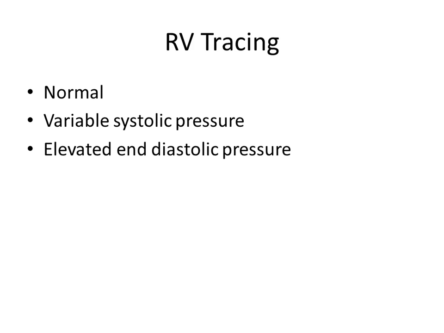So if we look at the RV tracing, it's pretty similar to what I said for the RA tracing. It could be quite variable. It could be normal if you're relatively well compensated. And depending on degree of RV failure, you have a variable systolic pressure in the RV, depending on how much force basically that the ventricle can generate. And in general, in decompensated right heart failure, you would expect to see an elevated end-diastolic pressure.